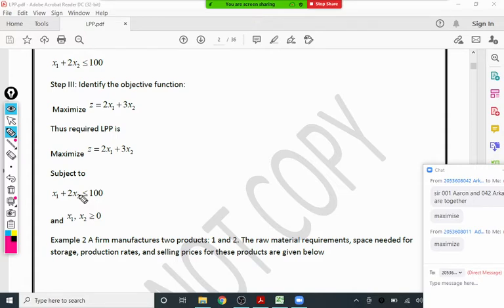The second part that comes is the solution of the LPP, solving the LPP, and this is a very important part for you because in the exam you will get these two questions. One question is on the graphical solution and one question on the simplex method. So we are going to check the graphical method here.